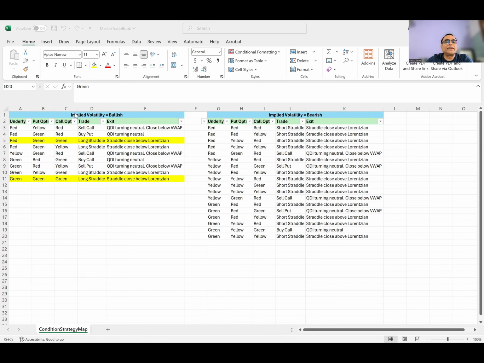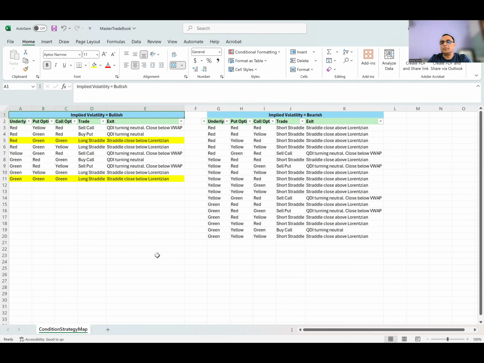So this whole setup is based on whether our view on implied volatility is bullish or bearish. First you determine that. Then the three things: Nifty underlying, Nifty put option, Nifty call option. Essentially, for each of those values, we can potentially have 3 into 3 into 3 combinations, 27 different combinations, right?